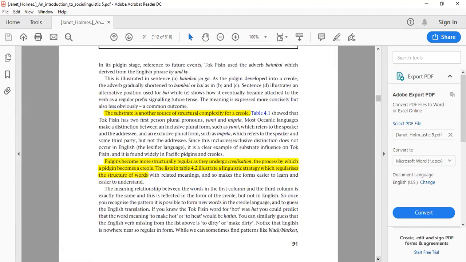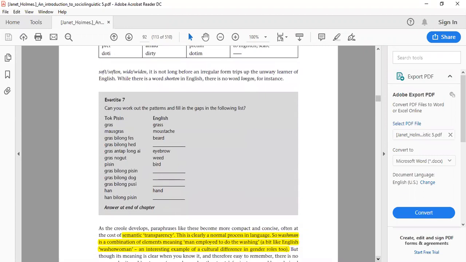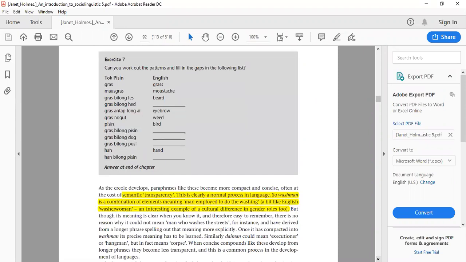Okay, the process by which the pidgin becomes Creole is called creolization, which we have already discussed. That is these three or four steps which I have just discussed. That is the process of creolization.